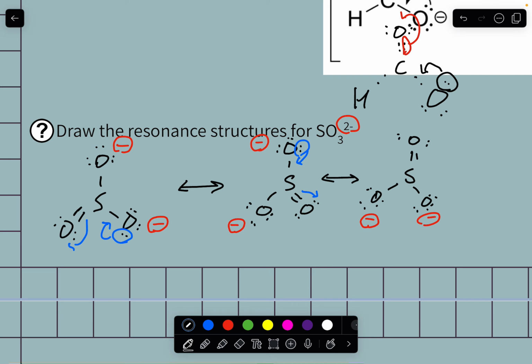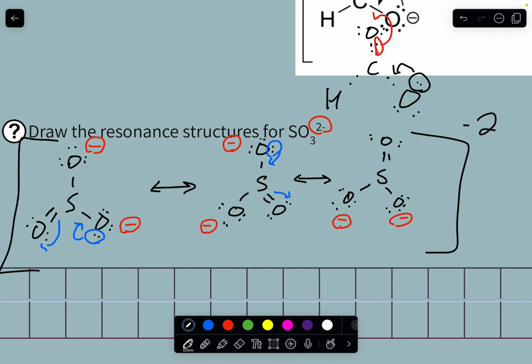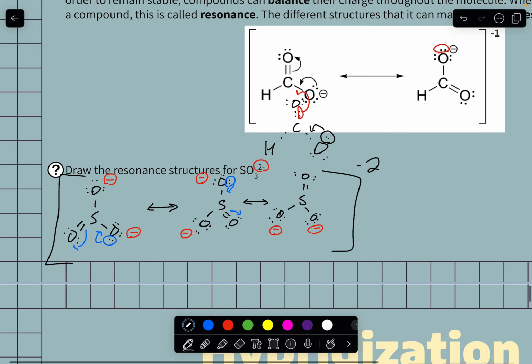So the way we're going to draw this, you don't have to draw the arrows if you don't want to, but you do need to have those negative charges, the ones that I drew in red there. You need to have them on the atoms. And then we're going to encapsulate all this in brackets and put a -2 charge on top, because SO3 has a -2 charge. That's the way you're going to draw a resonance structure.